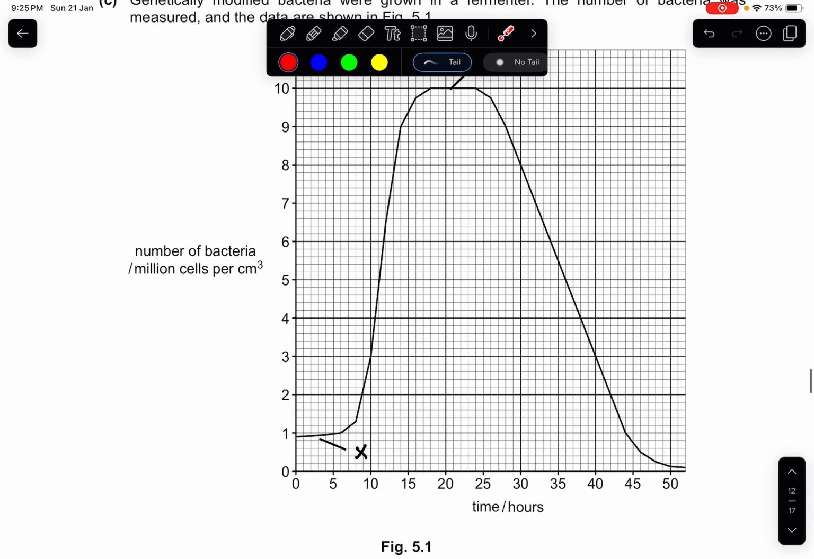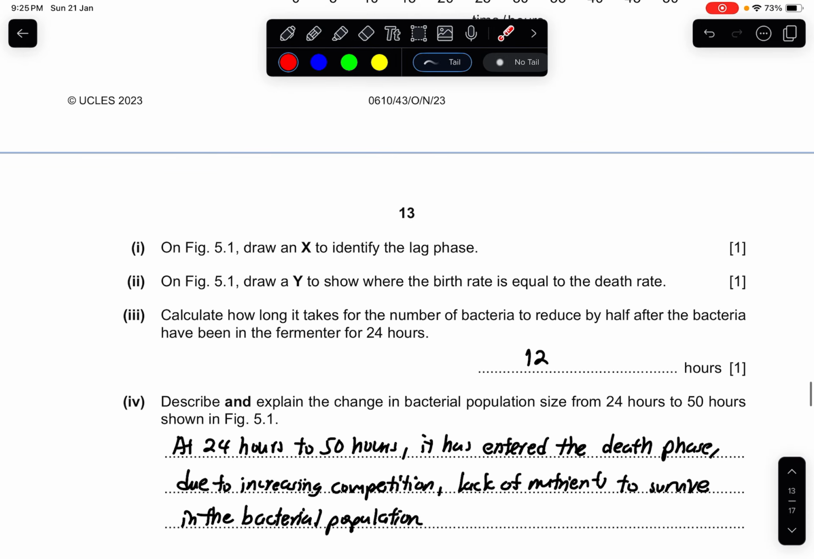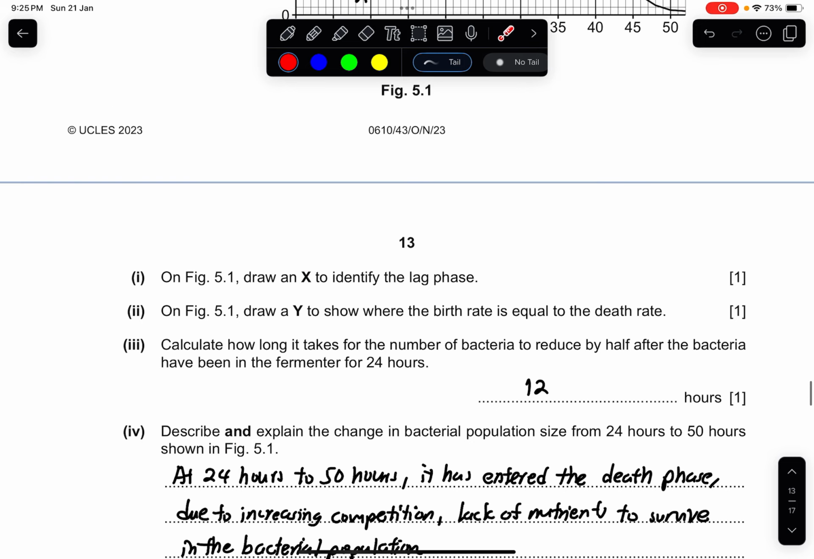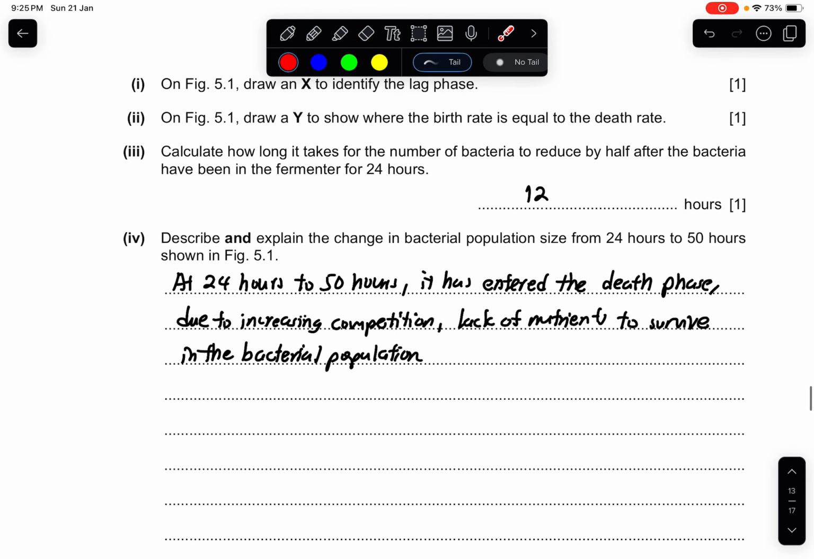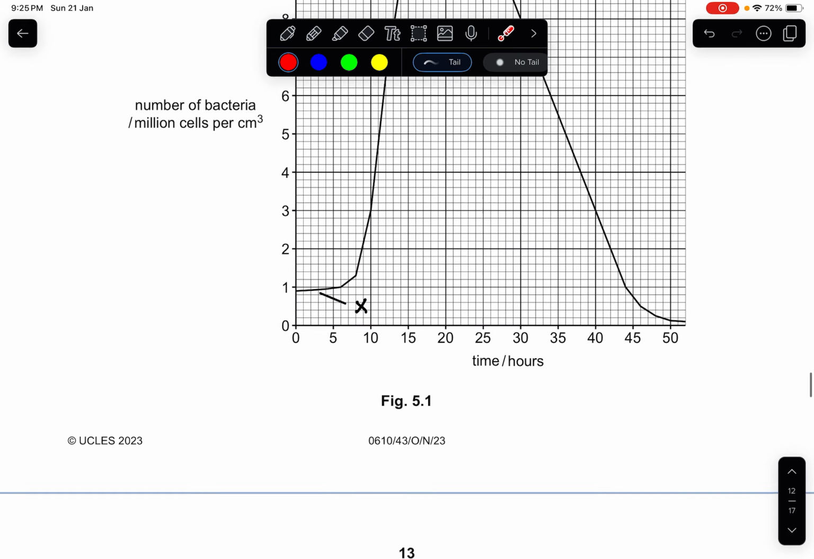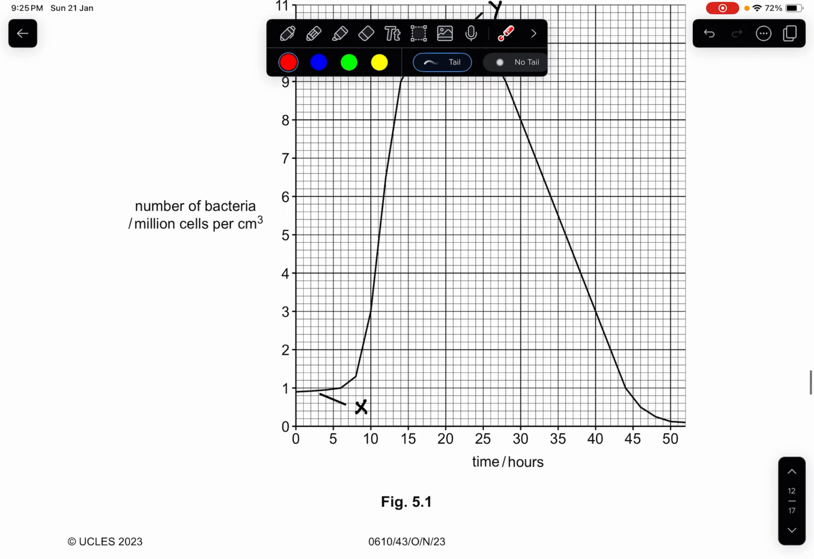So this is technically a population growth curve. On part 1, they say to draw an X to identify the lag phase. The lag phase is actually before the log phase, which is here. Next, draw a Y to show where the birth rate is equal to the death rate, which is actually the stationary phase, located here.